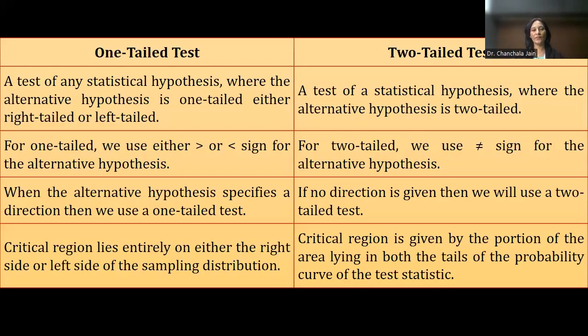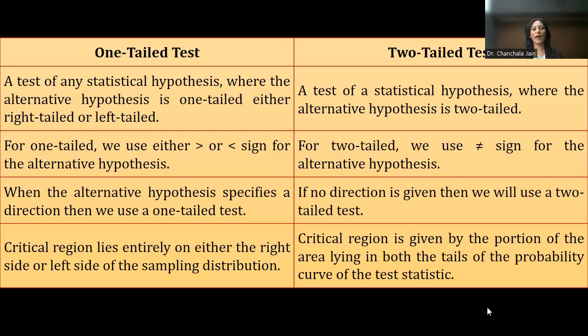Starting with the difference, a one-tailed test is a test of a statistical hypothesis where the alternative hypothesis is one-tailed, either right-tailed or left-tailed. Generally we can identify whether a particular test or hypothesis is one-tailed or two-tailed by looking at the alternative hypothesis, and looking at the sign we can understand it. A two-tailed test is a test of a statistical hypothesis where the alternative hypothesis is two-tailed. Usually, as I said, using the sign we can understand the difference.